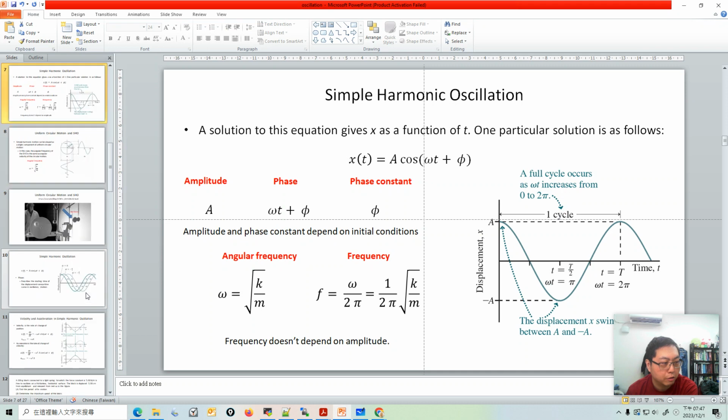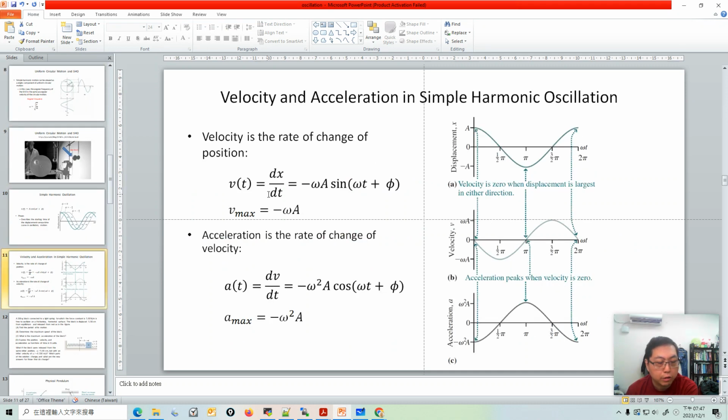The velocity function is just the derivative of the position function with respect to time, and acceleration is the derivative of velocity with respect to time. After doing this derivation, you will learn the maximum velocity and maximum acceleration of the simple harmonic oscillation. They relate to your omega and amplitude. Next we will demonstrate one problem.